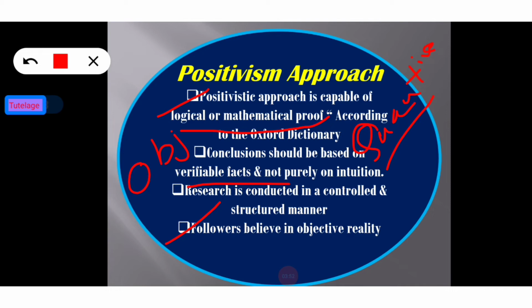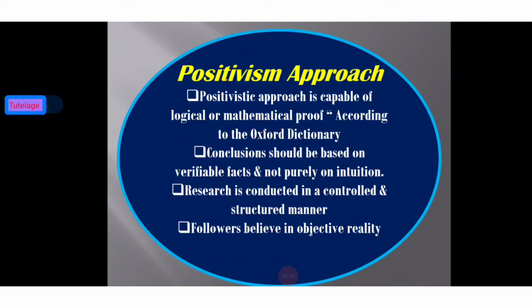Basically, positivists believe in empiricism, and we have already discussed empiricism in the characteristics of good research. For example, we can say a study into the impact of the COVID-19 pandemic on the equity of fashion brands in North America. This is a proper example of the positivism approach. Basically, it is conducted in a controlled and structured manner, and it is based on the quantitative approach, not the qualitative. Okay, so there are some shortcomings.